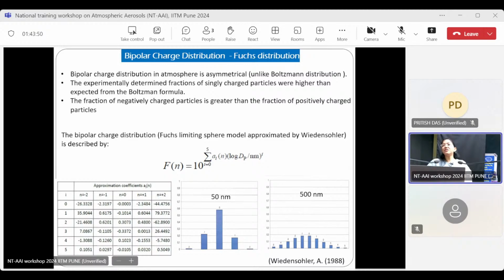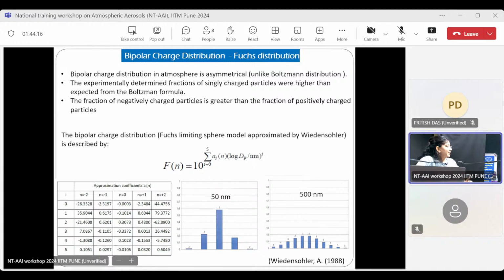So this is one theory. It's not like this is the only theory. There are different models available, but we will just discuss this one. So this is the equation which can be used to find the distribution. In this there is an approximation coefficient a_i, which is given in this table, and these two graphs.